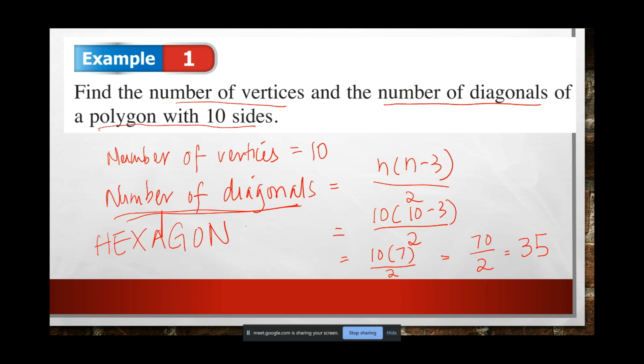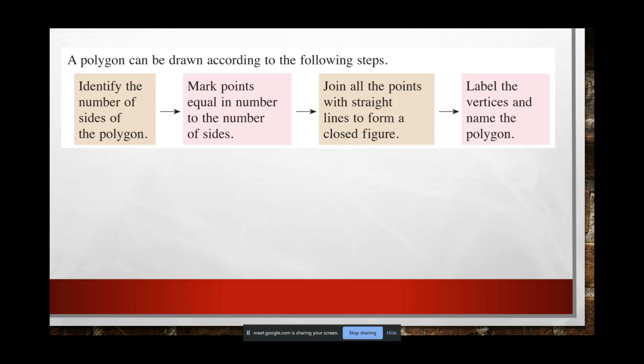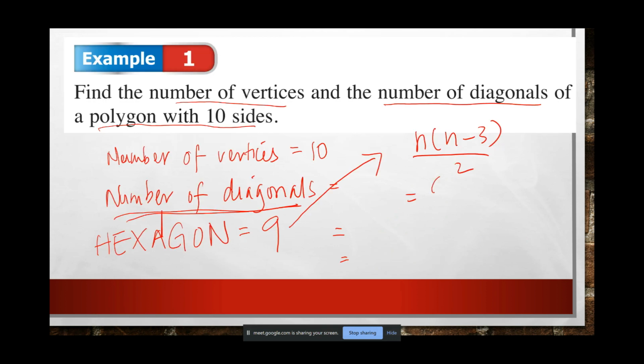Putri was asking how come. So let me show you some working here. It is n times n minus 3 over 2. The n for a hexagon is equal to 6. 6 minus 3 is 3, over 2. So 6 times 3 is 18. 18 divided by 2, the answer is 9. That is how we get 9. Okay?